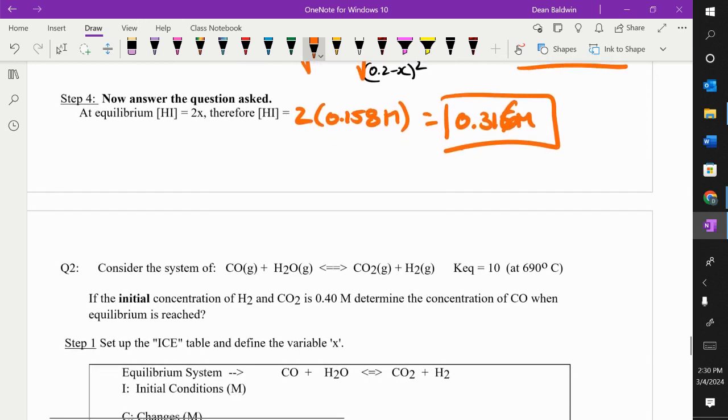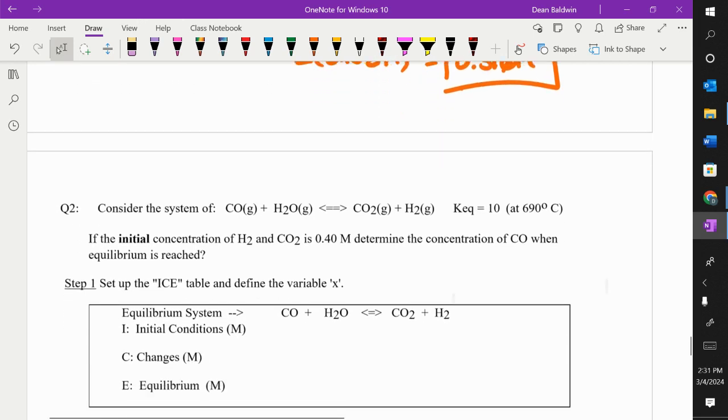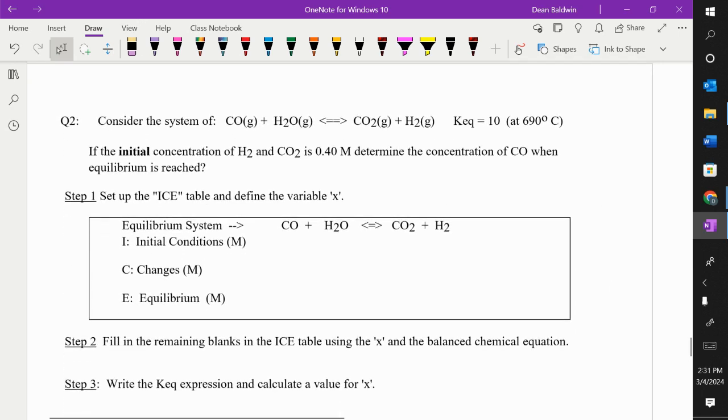We okay with that? You're just putting an X into the ICE table. Everything else is basically the same. The KEQ expression is essentially the same. All right. Next example.